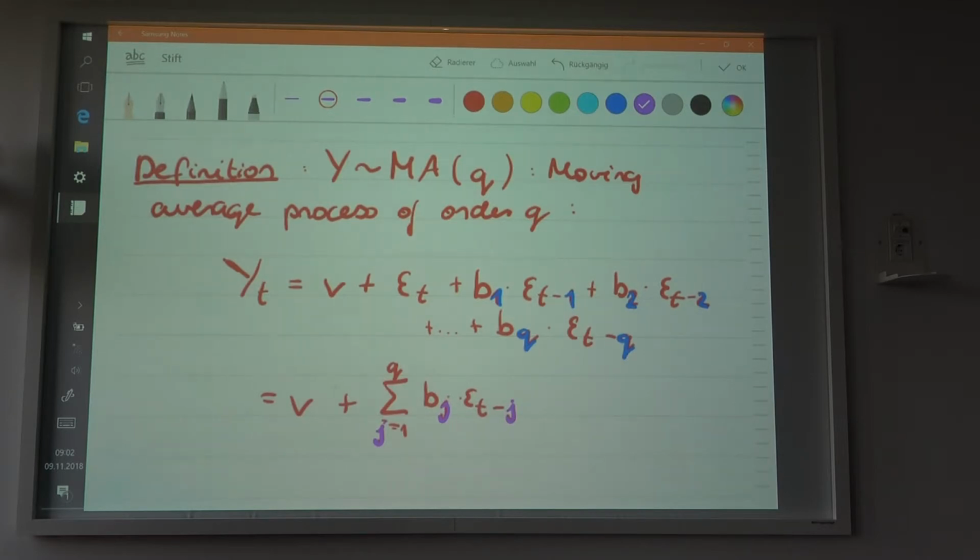Yes? There is no epsilon t in your sum. Oh yes, there is one noise missing, you're right. One noise is missing. Thanks, I forgot about it. So this noise is missing. That's obvious. Thanks.